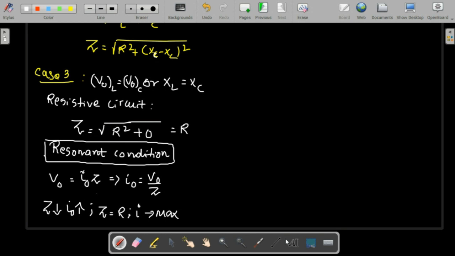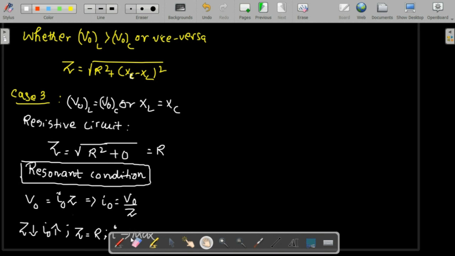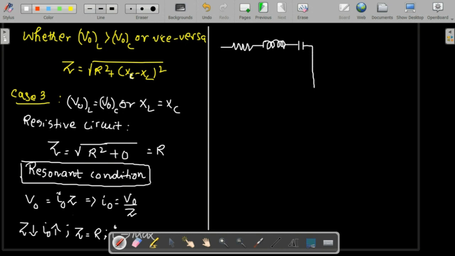Now what we're going to do is let's just do one sum here, quickly one sum. I will take up one circuit here quickly. So let's say there is a resistor, there is an inductor, a capacitor.